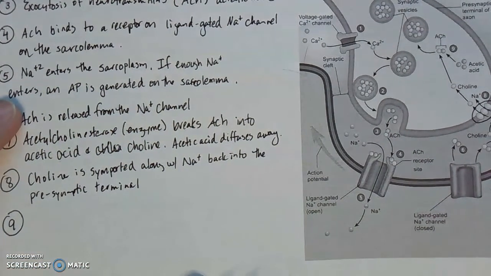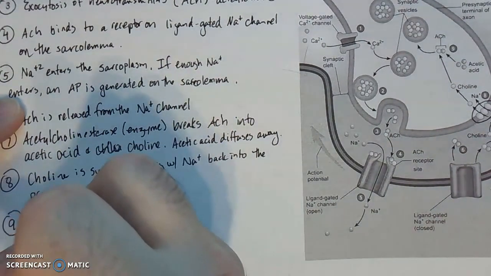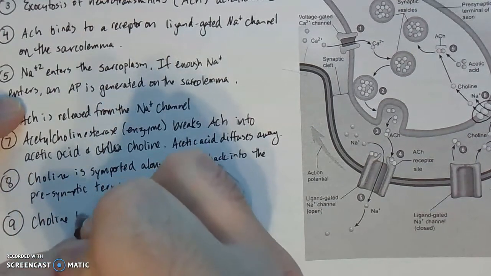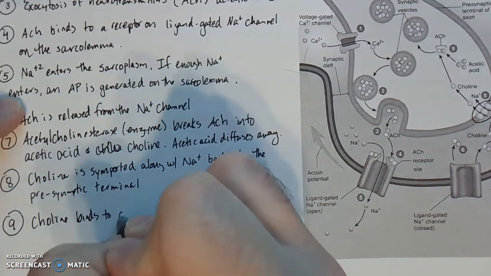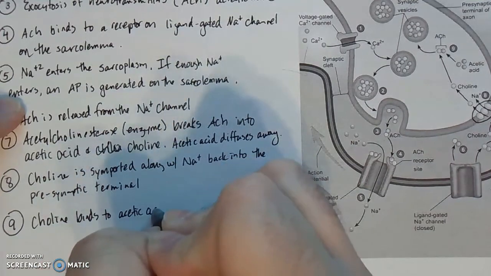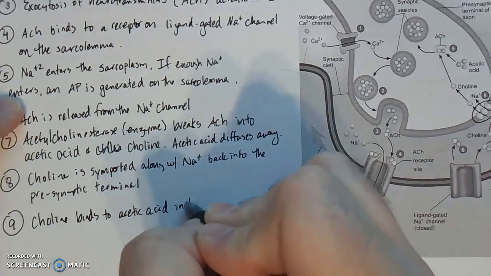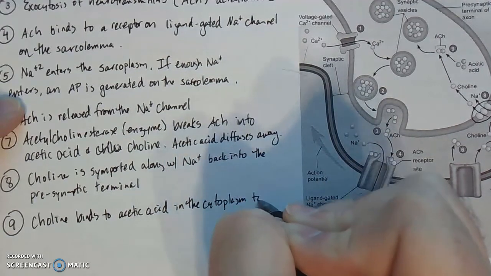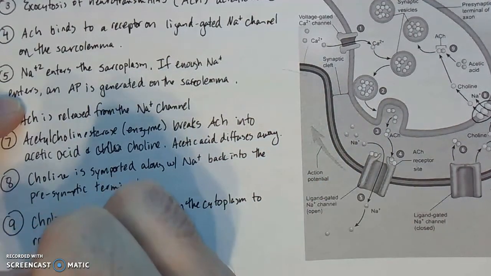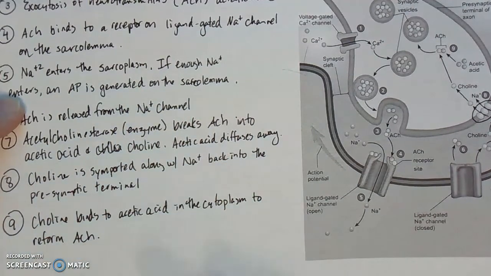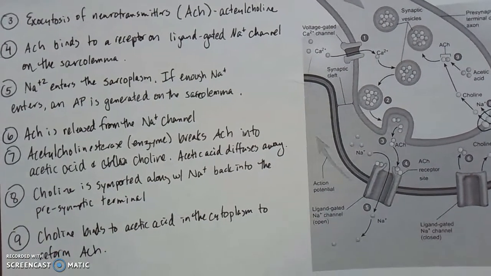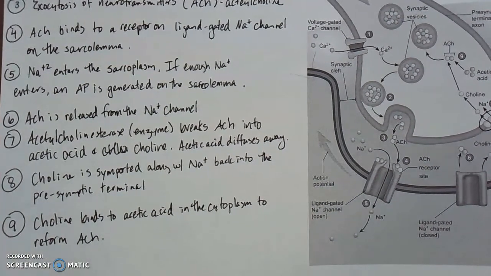And then with number 9, choline binds to acetic acid in the cytoplasm to reform ACH, which is then going to be bound up into those vesicles again. So it forms this whole big cycle that happens just like that.